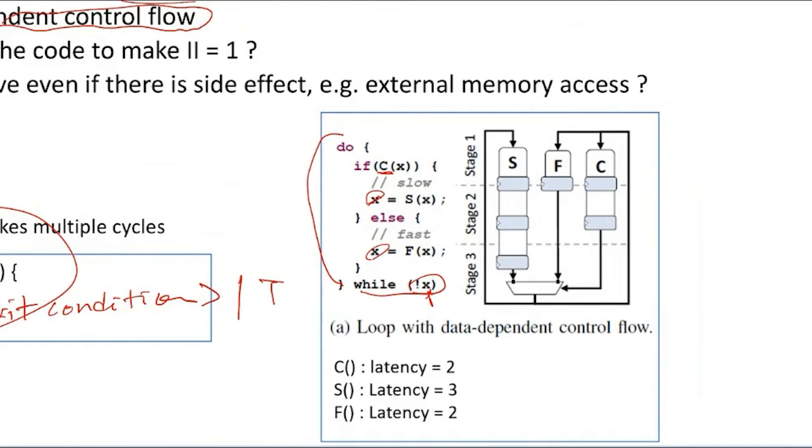One is the condition function, the C function, which takes latency 2. There's a slow function, which takes latency 3. And there's a fast function, which takes latency 1. For the compiler, you will basically use II equal 3. Can we make II equal 1?